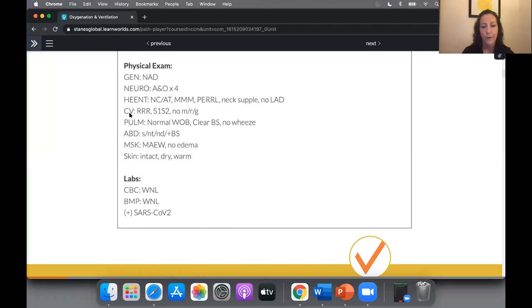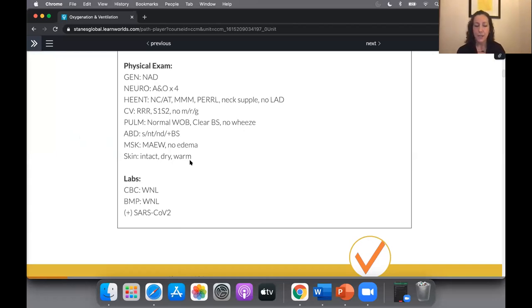CV is cardiovascular. He has a regular rate and rhythm. You hear S1, S2 sounds and there are no murmurs, rubs, or gallops. Pulmonary, he has a normal work of breathing. He has clear breath sounds and no wheezing. Abdominal, soft, non-tender, non-distended, and positive bowel sounds. For musculoskeletal, he moves all of his extremities well and he does not have significant edema. And his skin is intact, warm, and dry.